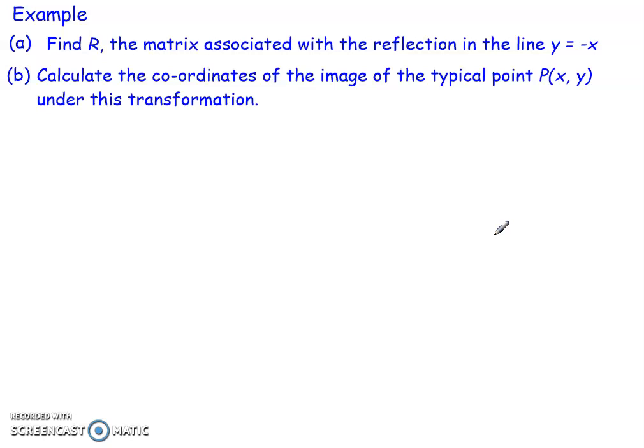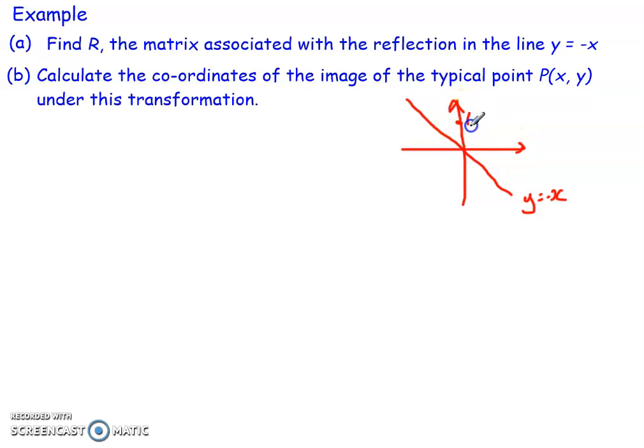Let's imagine I ask you to find R, which is the matrix associated with reflection in the line y equals negative x, and then I want you to calculate the coordinates of the typical point P of (x, y). So you can imagine I've got a system there where there's my line y equals negative x, and what I'm going to do is come up with a system that reflects in that.